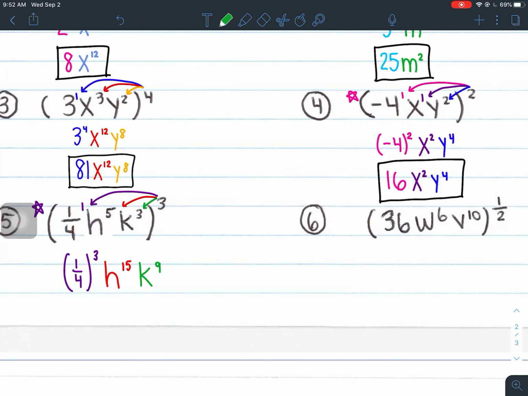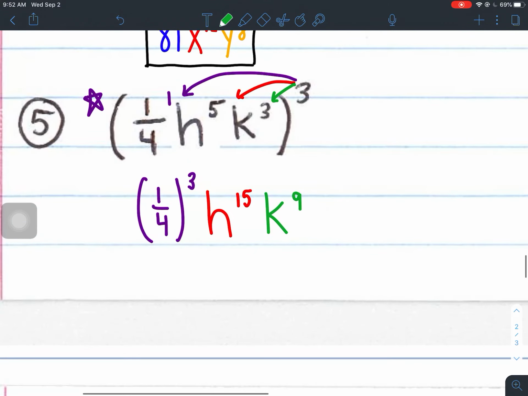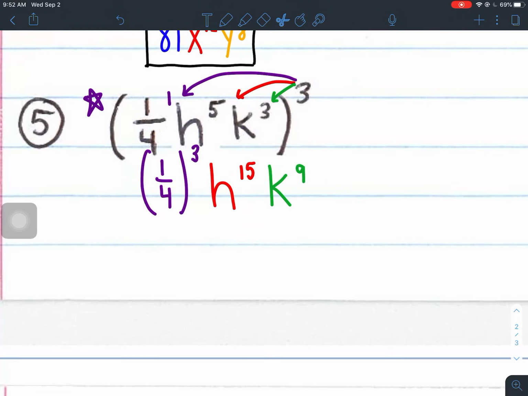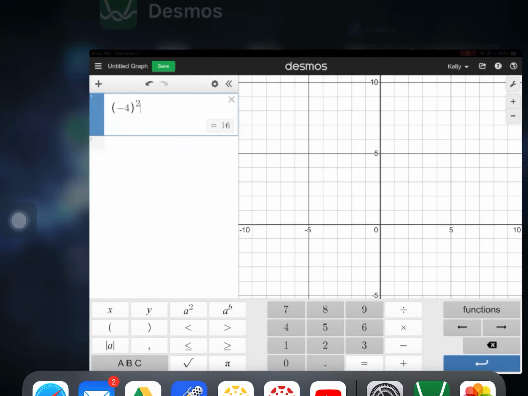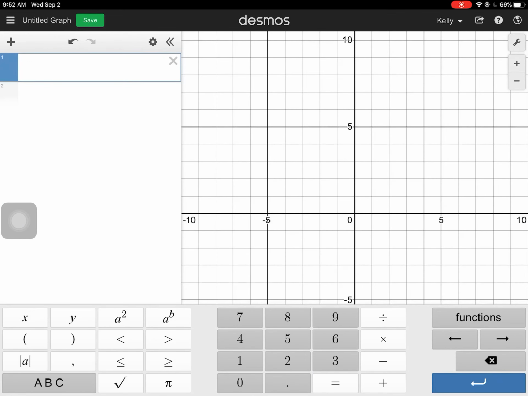I'm double checking to make sure all of my answers are the same as my key. Yes, we're good. Okay, but I'm almost finished. I'm not quite finished because 1/4 to the 3rd, while it is a fraction, I can type that in a calculator. So I'm going to go ahead and do that, and I'm going to show you how.